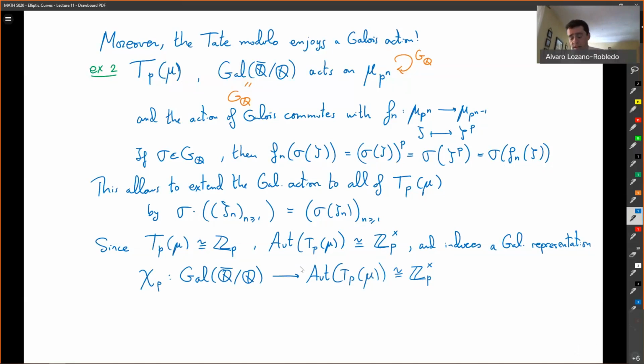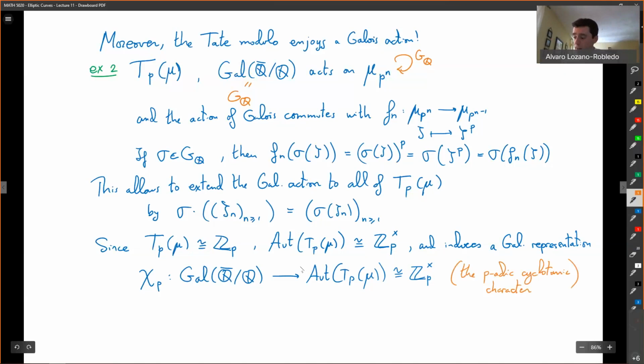And that just tells you how every sigma is going to act as one automorphism. That automorphism corresponds to one p-adic unit, and that tells you what the image of that chi p is. This is called the p-adic cyclotomic character.